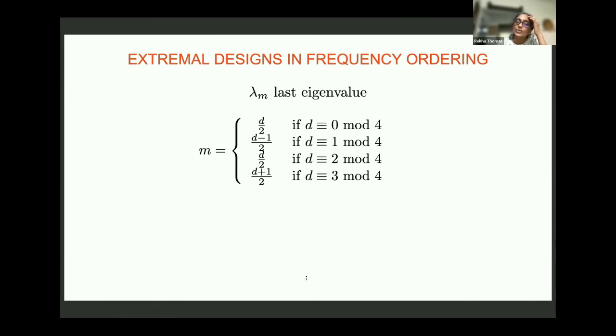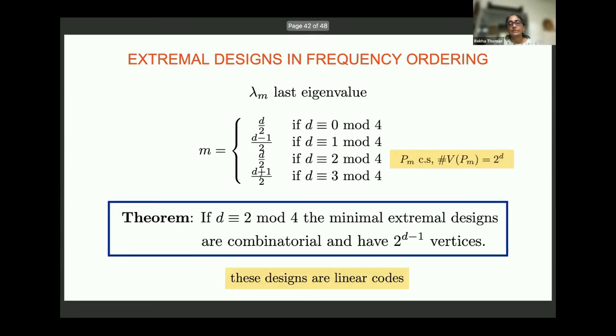So if we're looking for extremal designs, then it turns out that the m that corresponds to the last eigenvalue is roughly given by these formulas. So depending on the congruence class of d mod 4, you get different indices for the ones that we want to leave out. Okay, so there's a little bit of number theory showing up. And when d is 2 mod 4, we have a completely final answer, in the sense that if d is 2 mod 4, then the minimal extremal designs are all combinatorial.